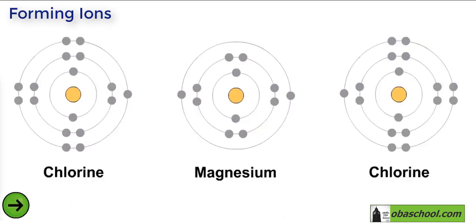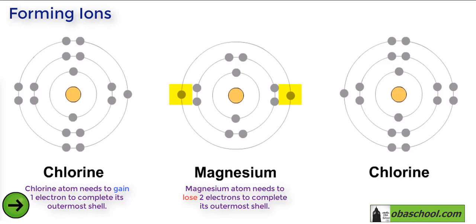This is another example. So we already know that chlorine has 7 electrons in its outermost shell and it needs to gain 1 electron to complete its shell. Magnesium has 2 electrons in its outermost shell. So what's easier, losing those 2 electrons or gaining 6 electrons to complete its shell? Well, the easier thing to do is losing those 2 electrons to complete its shell.